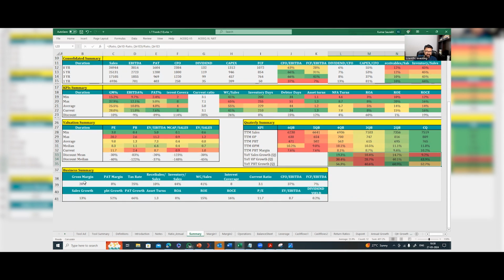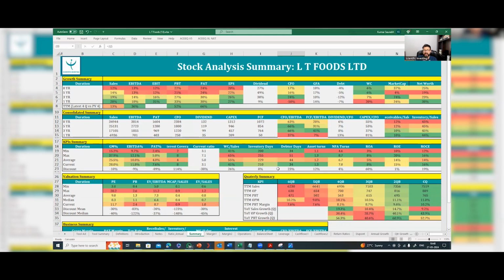And finally, this is the business summary. What is the gross margin the company operates at, PAT margin, what is the tax they pay, receivables, working capital, interest coverage, what is the cash flow to EBITDA. So all the key numbers you get in this single sheet.